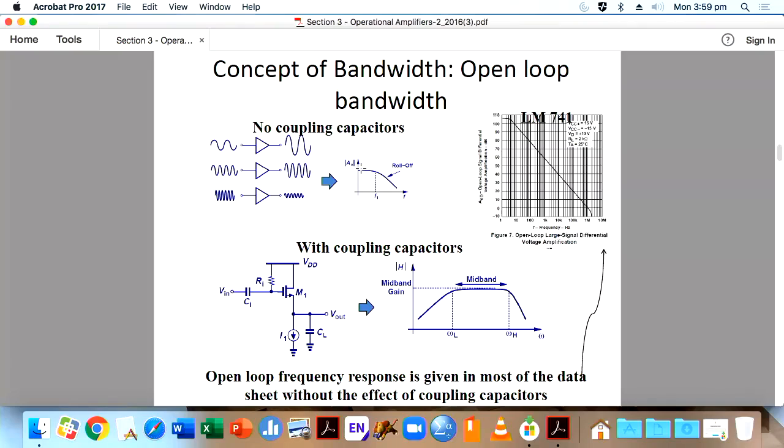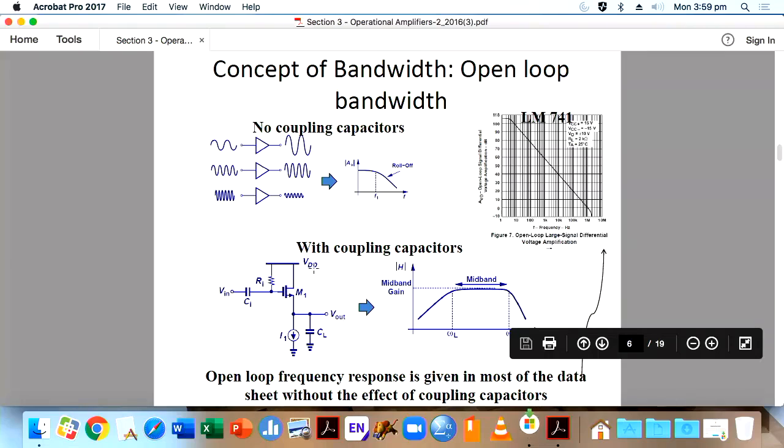Then what you got is the gain started constant. After some time it started rolling off. When your frequency increased, your gain decreased. See, the gain decreased, and that is called the frequency response. Then you also did this type of configuration where you got something like a mid-band response. And why is this? Because you are connecting these external capacitors.